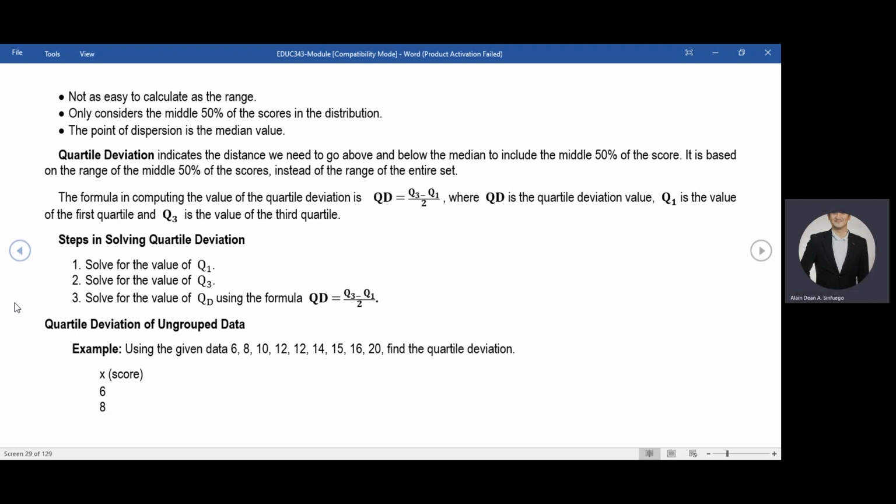The formula for the quartile deviation is Q sub D is equal to Q sub 3 minus Q sub 1 all over 2. So for the interquartile range, you just subtract the first quartile from the third quartile. For quartile deviation, you just need to divide the IQR by 2.